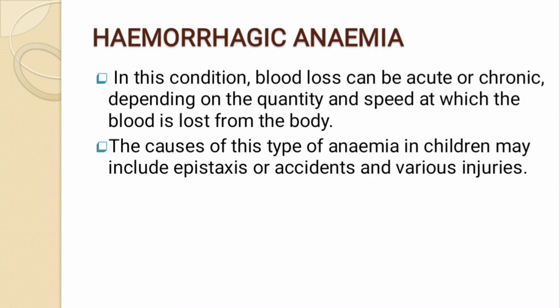The second type of pediatric anemia is what we call hemorrhagic anemia. I know most of you know that. In this condition, blood loss can be acute or chronic depending on the quantity and the speed at which the blood is lost from the body. This causes this type of anemia in children, which may include epistaxis. Epistaxis is nose bleeding. Excessive nose bleeding can lead to hemorrhagic anemia, as can accidents and various injuries.